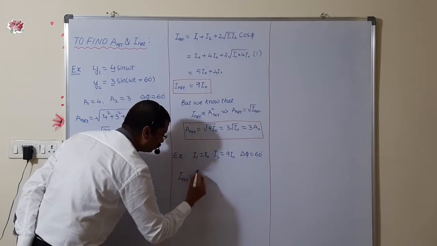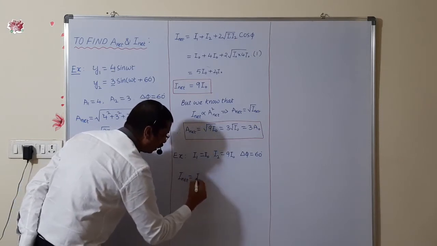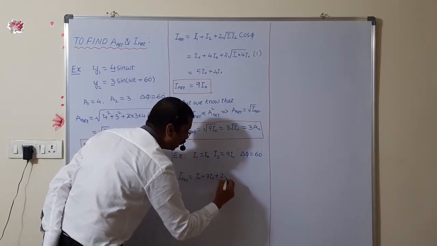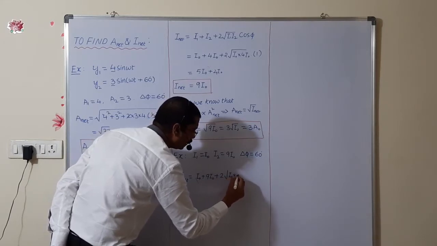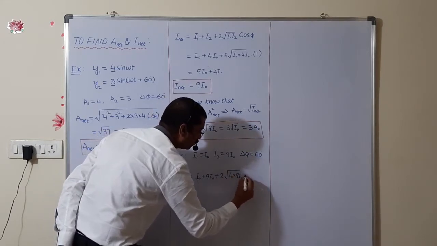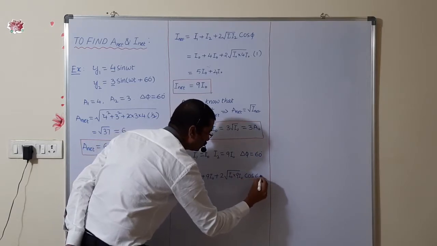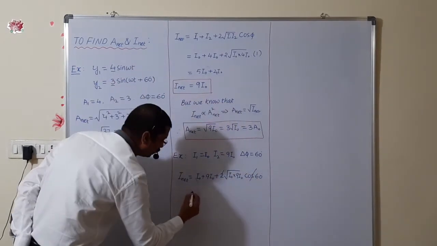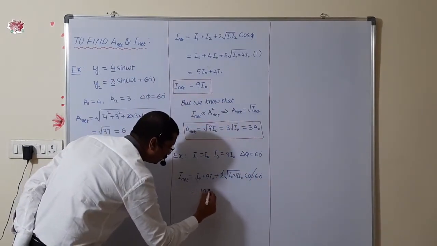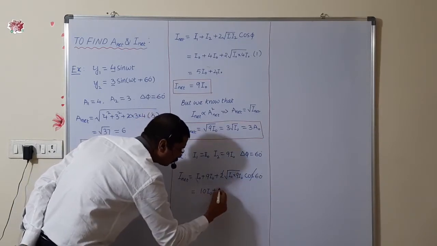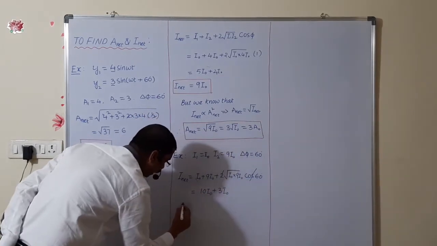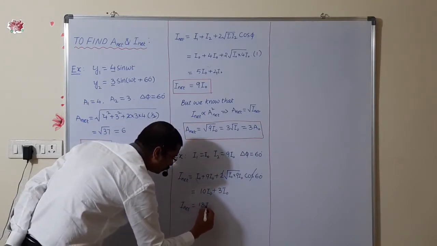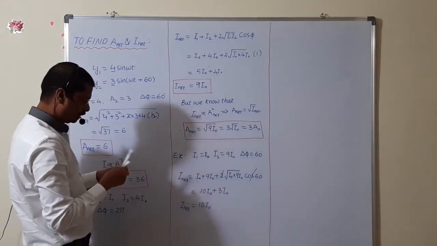I net is equal to I0 plus 9 I0 plus 2 under root I0 into 9 I0 cos 60. Cos 60 is 1 by 2. This cos 60 and the 2 will cancel. Now what can we write here? 10 I0 plus 3 I0. I net is equal to 13 I0. We got the I net value.